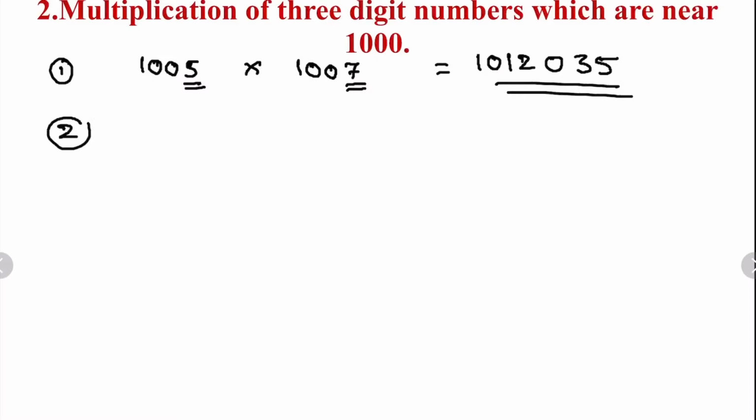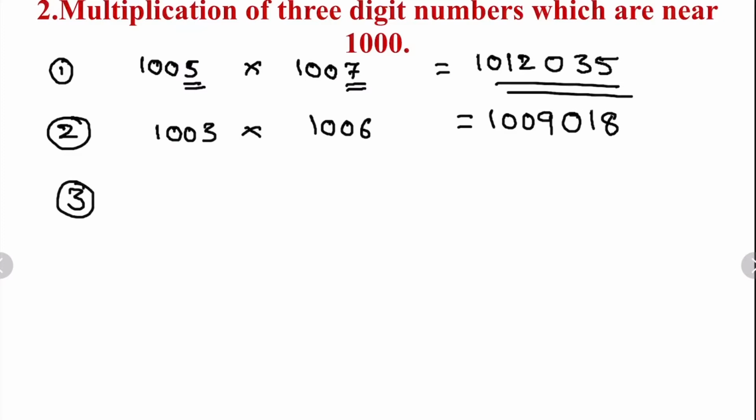Next, second example, 1003 is multiplied with 1006. So 3 into 6, 18. Keep 0. 1003 plus 6, 1009. To go with the third example, 1013 is multiplied with 1012. So 13 into 12, 156. 3 digits are there. 1013 plus 12, 1025.